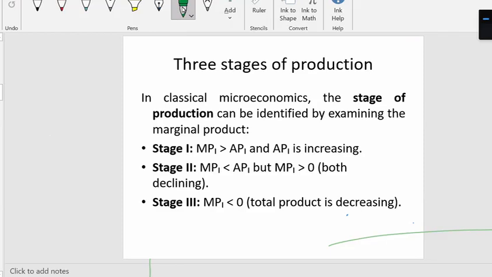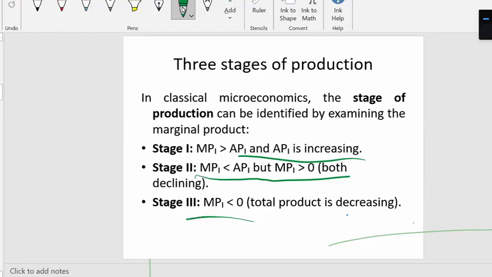For example, at stage 1, normally the marginal product is greater than the average product, and the average product is increasing. At stage 2, marginal product is less than the average product, but the marginal product is greater than 0. At stage 3, marginal product is less than 0. That means the marginal product is negative.